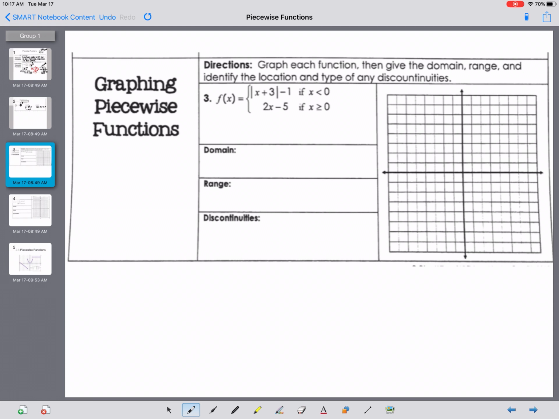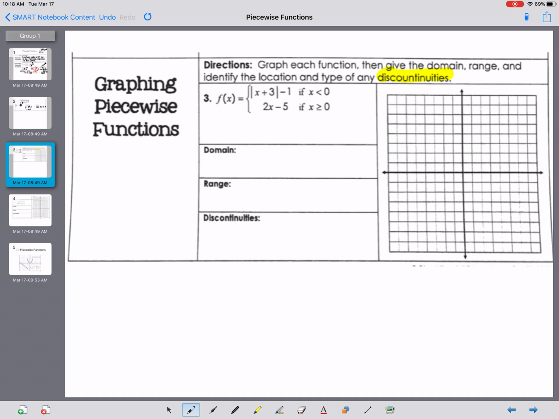So the purpose of this video is to continue talking about piecewise functions, but more specifically, graphing them by hand. So what we're going to do is graph each function and then talk about the domain and range and identify the location of any discontinuities. We're going to talk about what this word means once we see the graph, because I think that will make you understand what discontinuities are.